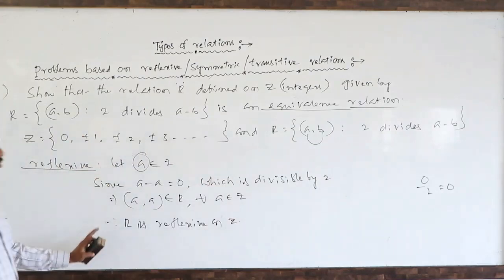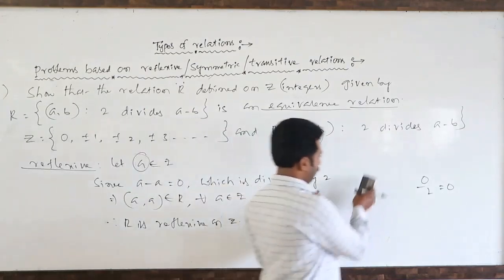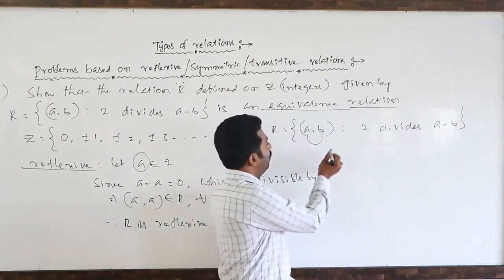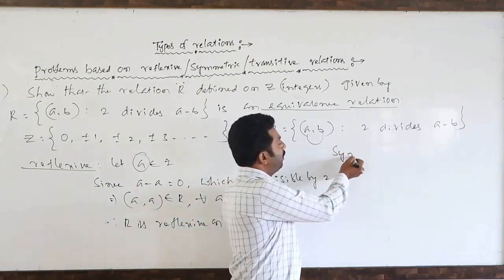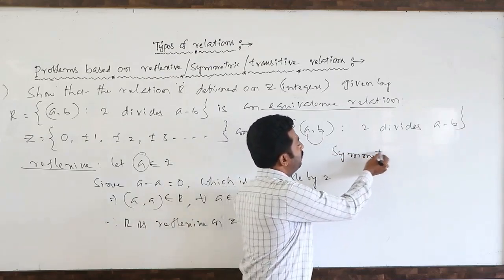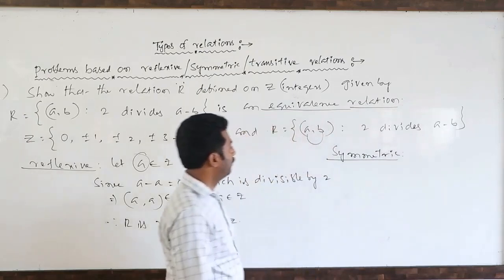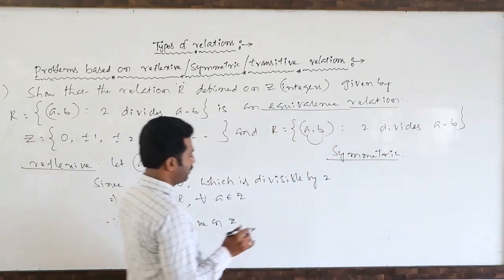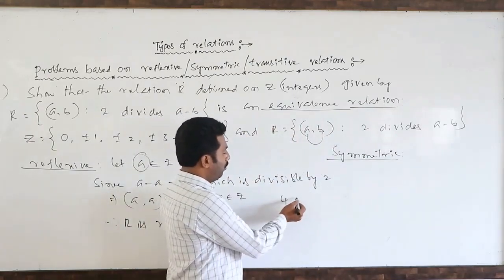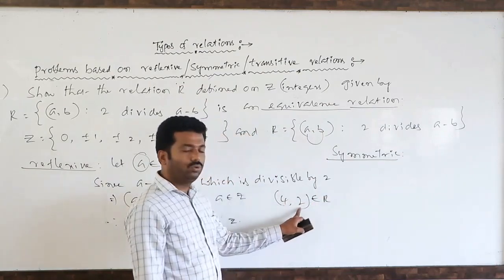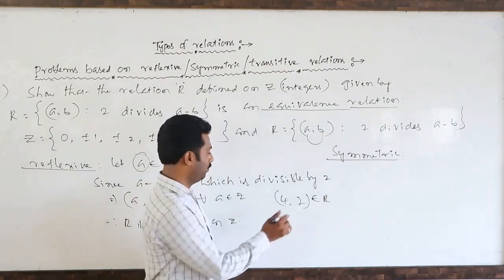So, like that we have to verify reflexive. Then, symmetric. See here, whether capital R is symmetric or not. Just I will take one example. (4, 2) belongs to capital R because 4 minus 2 is always divisible by 2.